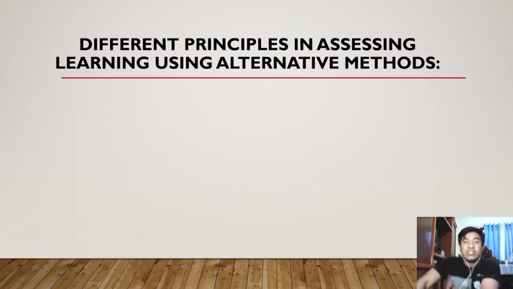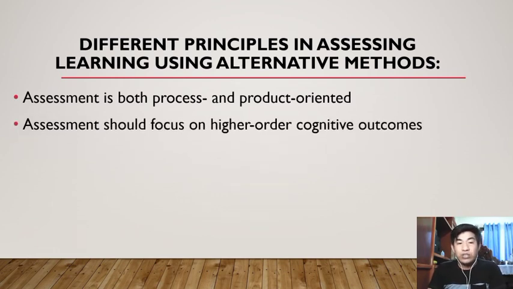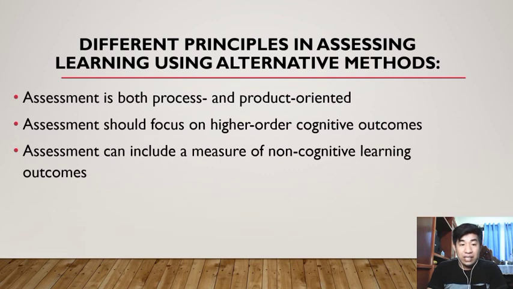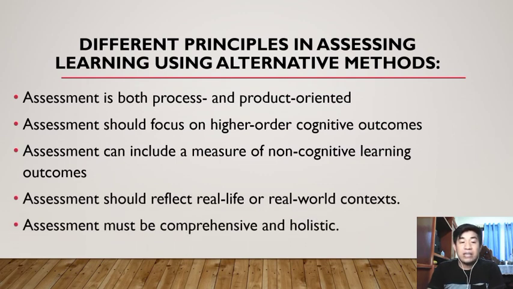So, different principles in assessing learning using alternative methods. Assessment is both process and product oriented. It's very understandable. Assessment should focus on higher order cognitive outcomes. These higher order cognitive outcomes have something to do with Bloom's taxonomy, where we don't only do simple recall. Assessment can include a measure of non-cognitive learning outcomes. Then, assessment should reflect real life or real world context. Assessment must be comprehensive and holistic, meaning it does not only measure one form of intelligence. If possible, you tap all the multiple intelligences of your students so they can use them.